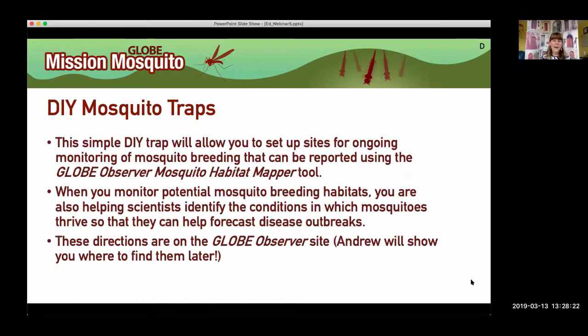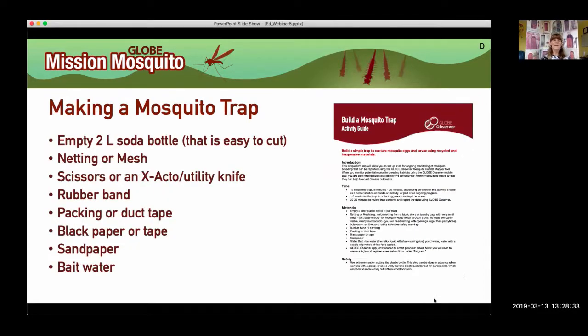So the directions for the activity that I'm going to demonstrate for you in just a minute are on the Globe Observer site, and Andrew will be demonstrating where you can find them next. Next slide, please. So to make a mosquito trap, we're going to use an empty 2-liter soda bottle.